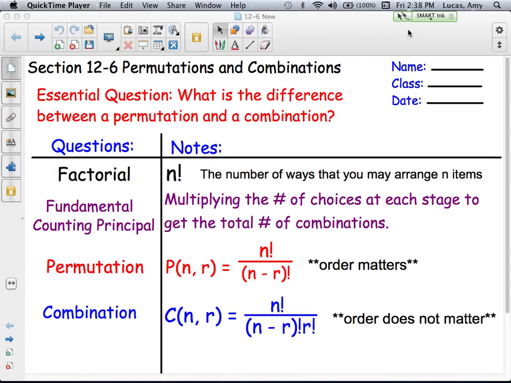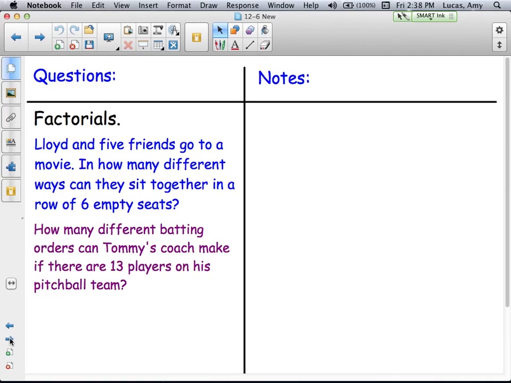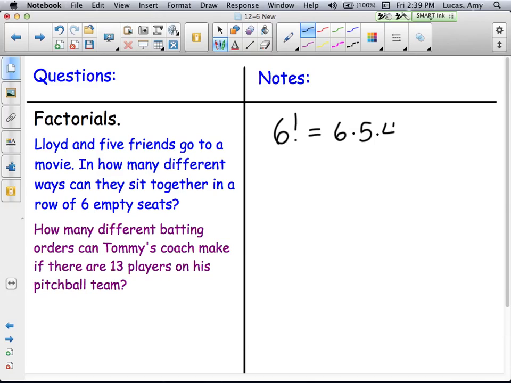Okay, so let's try these out. Factorials first. Lloyd and 5 of his friends go to a movie. In how many different ways can they sit together in a row of 6 empty seats? Well, there's 6 empty seats. Lloyd and 5 of his friends, there's 6 people. So 6 factorial. What 6 factorial means is 6 times 5 times 4 times 3 times 2 times 1.